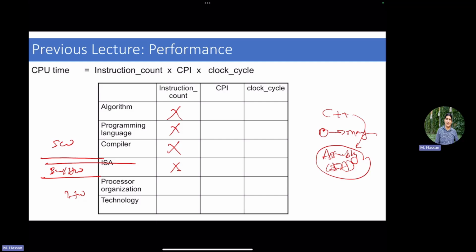Does this impact instruction count? Any clear answer and argument? Yeah, Arjun. Okay, and the reason is? As we have multiple different processors, they would create a number of different organizations. That's a very good argument. Is there any counter argument?